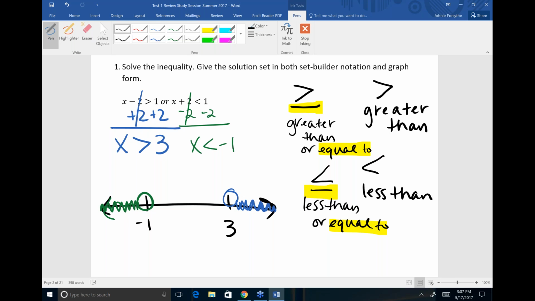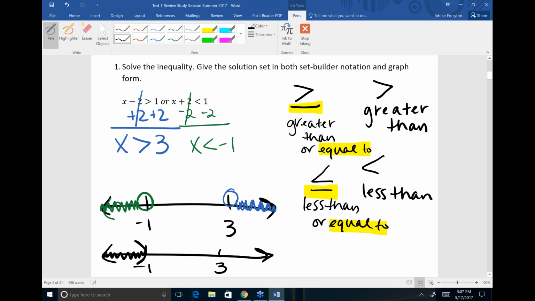Okay. So like I said, the graph will look like this. Now also, I want to say in your textbook, you use parentheses and brackets. So where I have open circles, you would use parentheses. And if I had a closed circle, which would represent it being equal to, you would use a bracket.